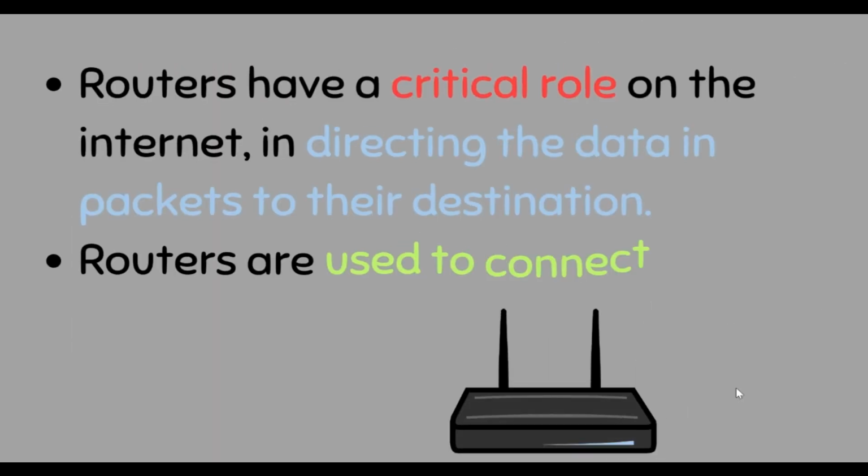Now, routers have a critical role in the internet. The routers act to direct the data in small broken up bits of data, which are called packets, to their destination. So they give the route to the packets to where they should go. Now, routers are used to connect local area networks to the internet.